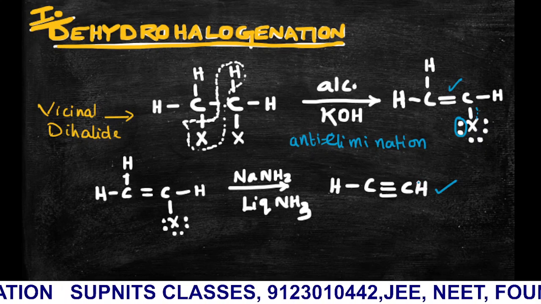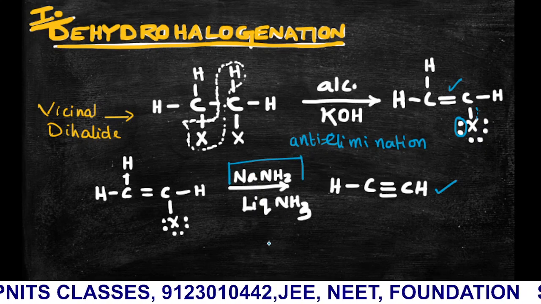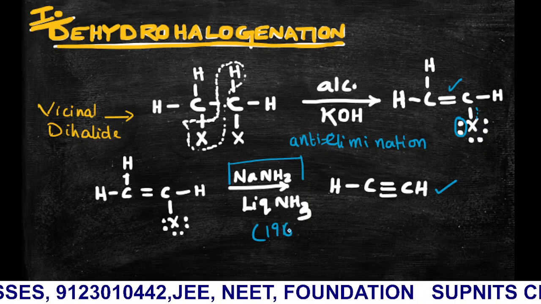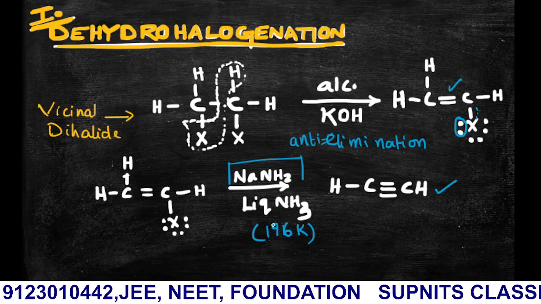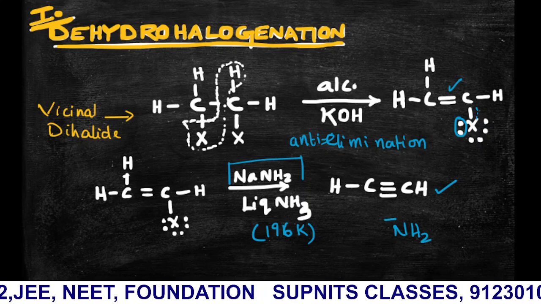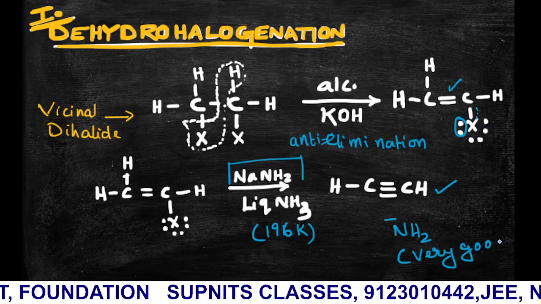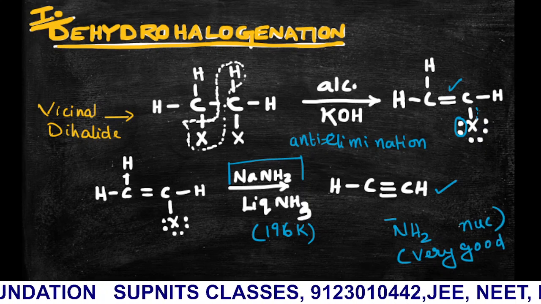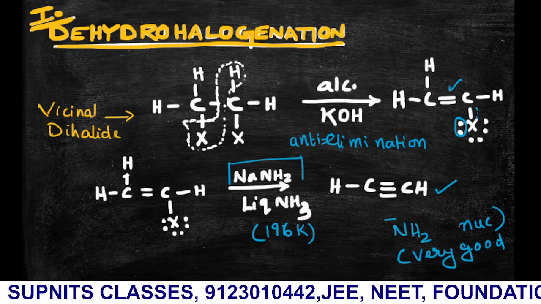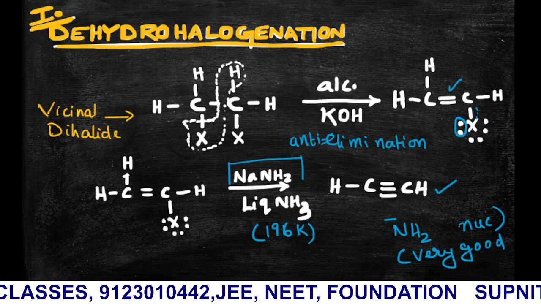For that we need a special reagent, sodium amide, that is NaNH2 in liquid ammonia. The temperature will be 196 Kelvin. In this you are going to get the NH2 minus ion. This is a very good nucleophile. I hope you guys are familiar with the term nucleophile. A nucleophile is very much necessary over here to eliminate hydrogen and halogen from the reaction.